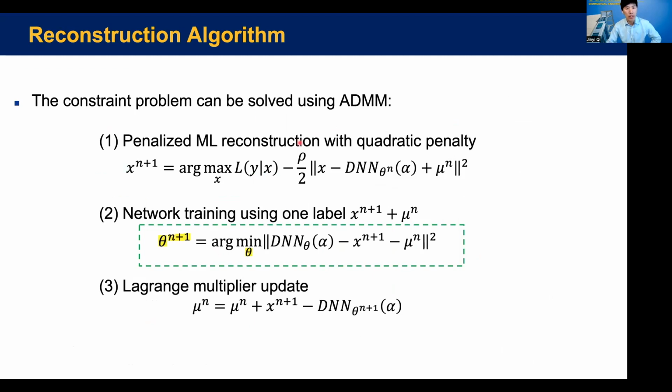The algorithm also uses the ADMM algorithm, so it has three steps. The first one is the penalized maximum likelihood reconstruction with a quadratic penalty. That's a Poisson likelihood function, and then a quadratic penalty with the current neural network output plus the Lagrange multiplier as the offset. The second step is the network training, using a single image and one label, that is basically the new image obtained here, plus the Lagrange multiplier. And the last step is the Lagrange multiplier update.